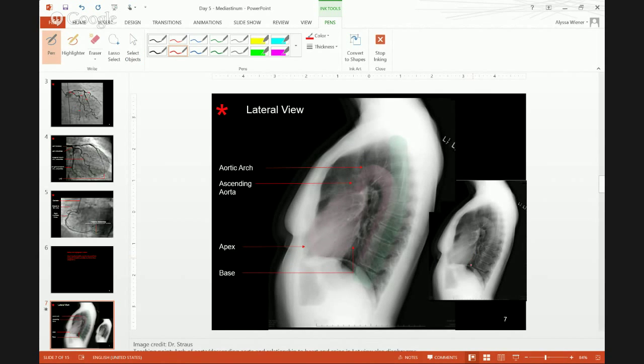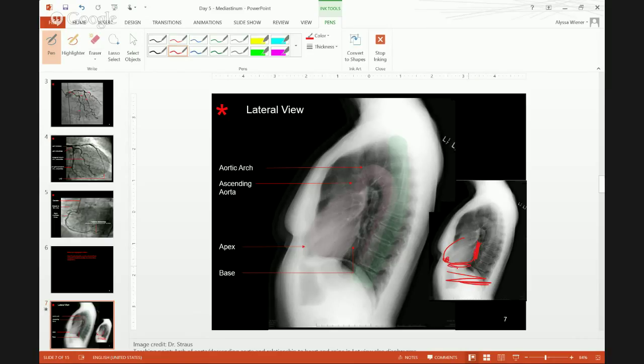I think it's nice to look at this picture without the colors. We can see the faint outline of the heart, okay? Here is the apex. This over here is the base. And what chamber makes up the base of the heart? The left atrium, remember, makes up the base of the heart, okay? So over here we have the left atrium.